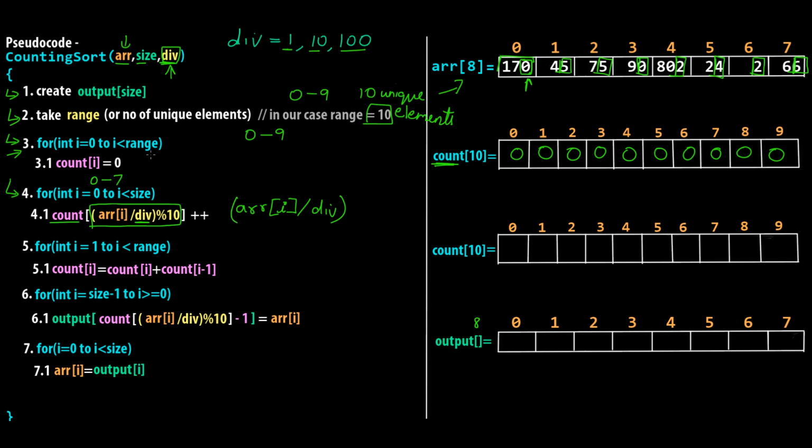So because it is in brackets, you can see we have yellow brackets. Let me just show it to you. This is the first expression in the brackets, so we have to evaluate that first. What is ARR of I? As I mentioned, it is 170.